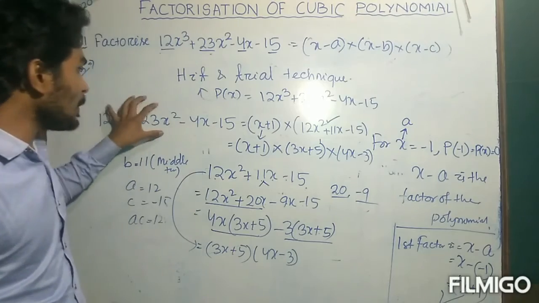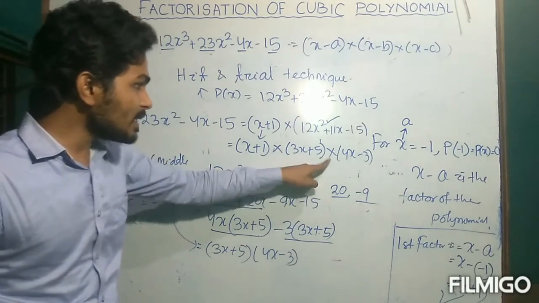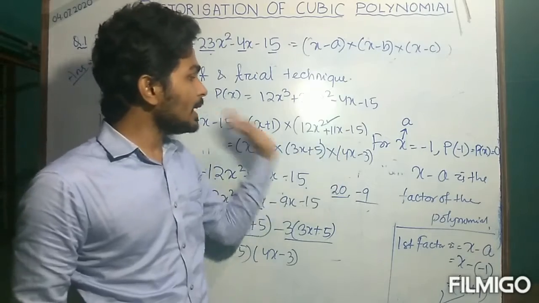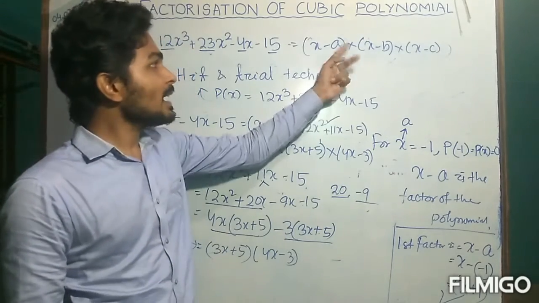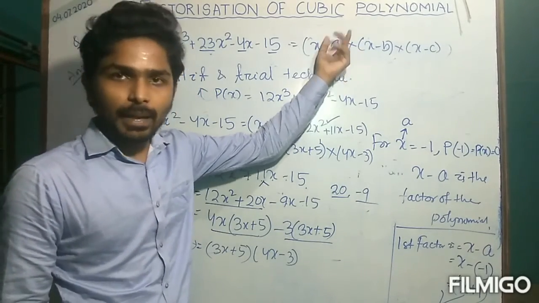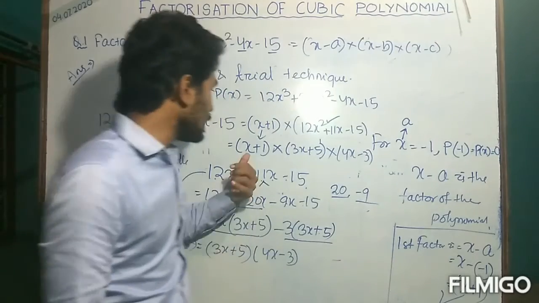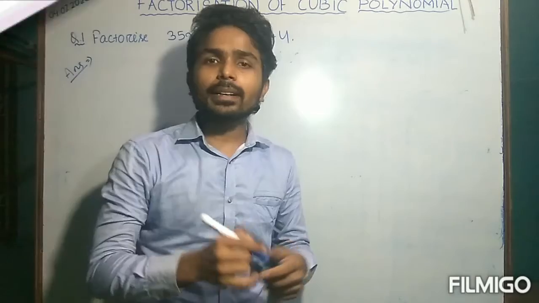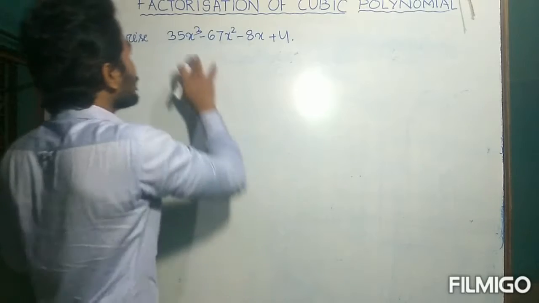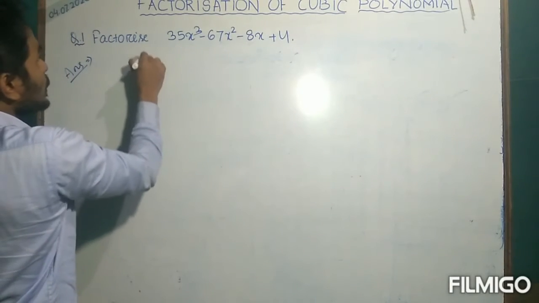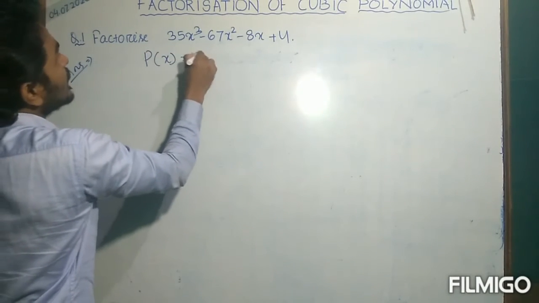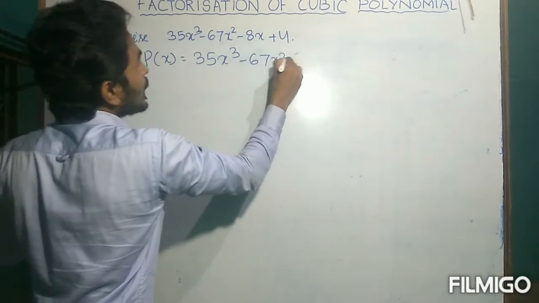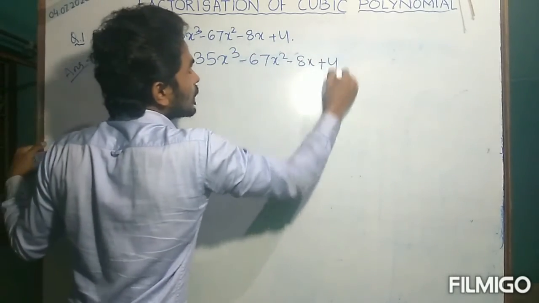Okay, so now this cubic polynomial is expressed as a product of three factors, and these three factors are linear polynomials. It is expressed in this form, x minus a into x minus b into x minus c. Here also we get three factors. Okay, so now let us factorize another cubic polynomial. Here we have to factorize the cubic polynomial p of x, that is 35x cube minus 67x square minus 8x plus 4.